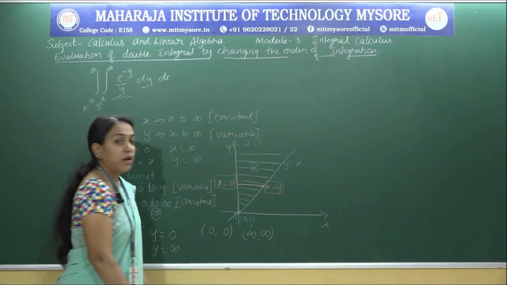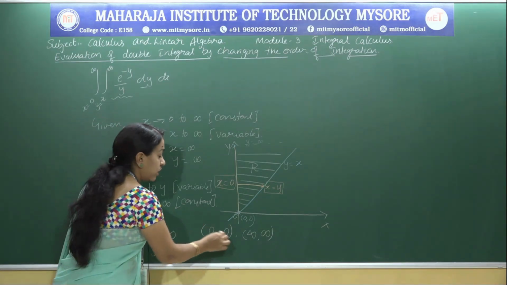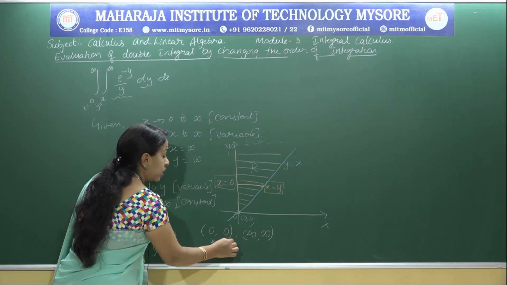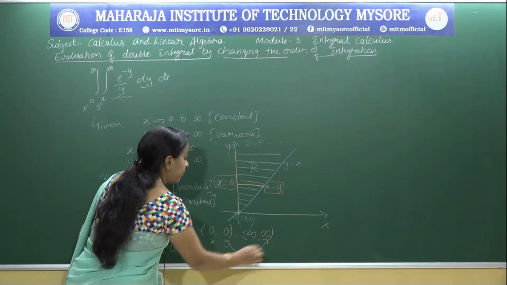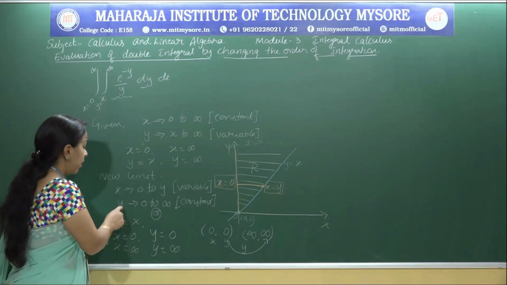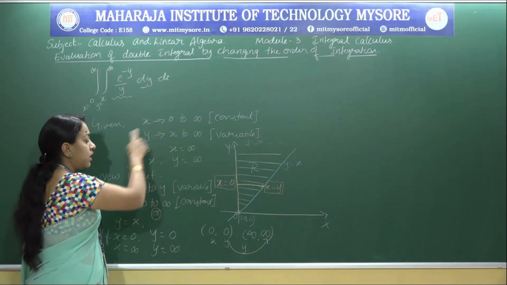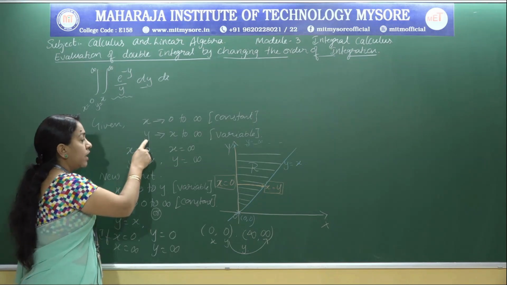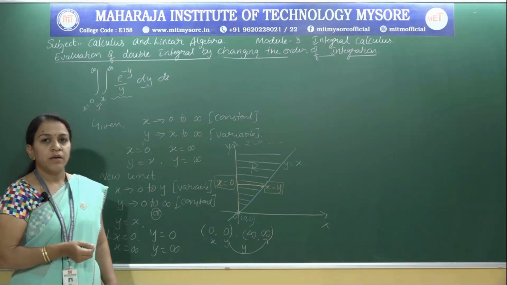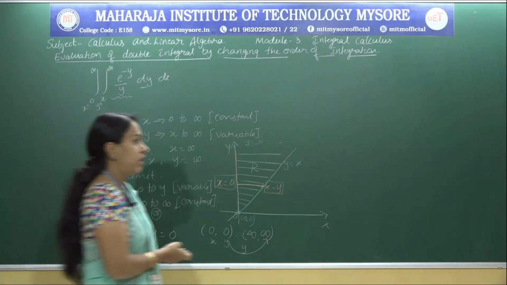So, your y limit can be considered like this. Once we get the points of intersection, we know that this is our x coordinate and this is our y coordinate. So, your y varies from 0 to infinity. You can consider it this way also, and we will get the same result. Our y varies from 0 to infinity. So, we change the constant limit to a variable limit and the variable limit to a constant limit. Now, I can easily evaluate the given double integral because I changed the order of integration.